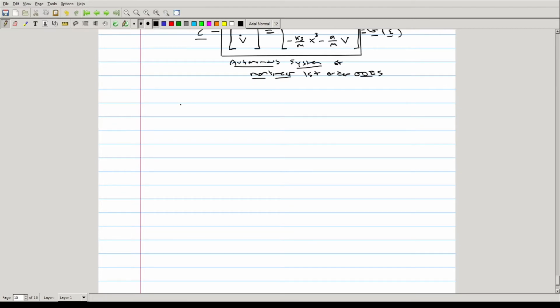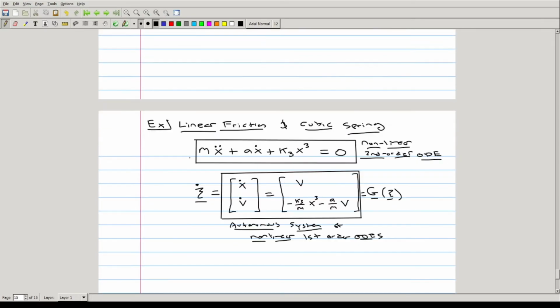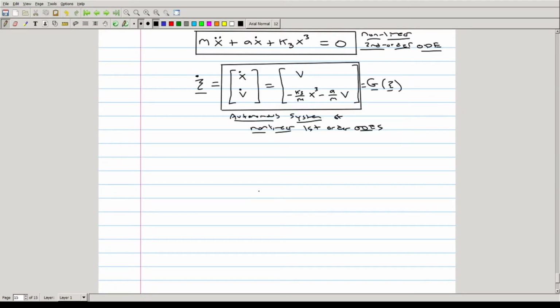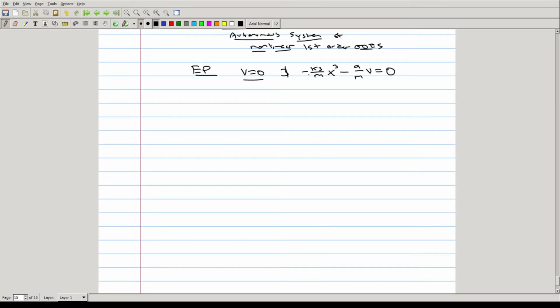You go through and try and get the exact solution, you run into some issues here. You get a variation on Cini's equation again, which is relatively hard to go through and solve. So I'm not going to go through and do this right now, but you can still apply our theory for the equilibrium points to find that there's going to be an equilibrium point when v equals 0 and negative k3 over m x cubed minus a over m times v is equal to 0. So when v is 0, that means that x has to be 0 as well.